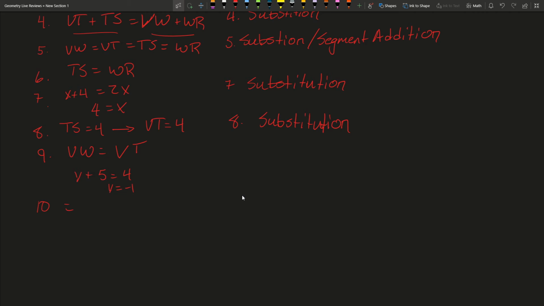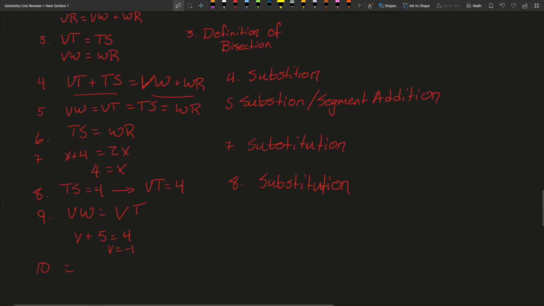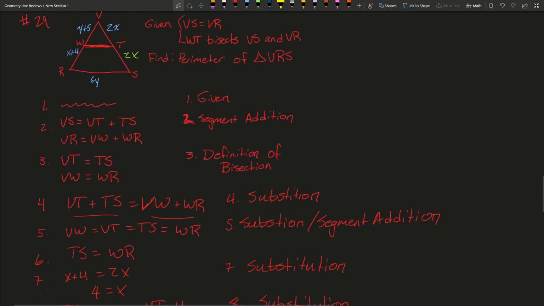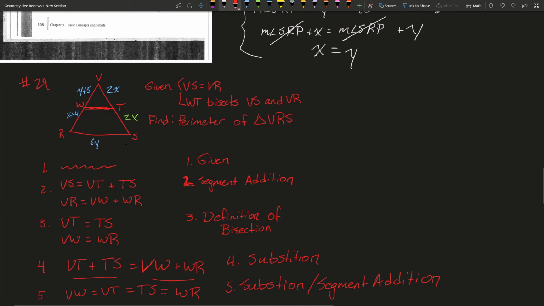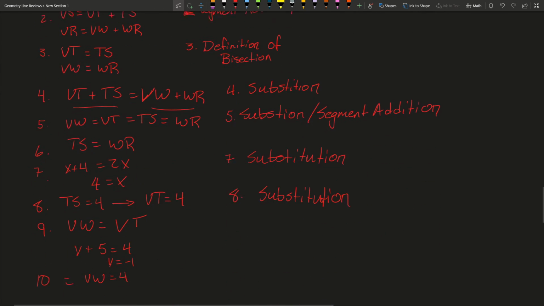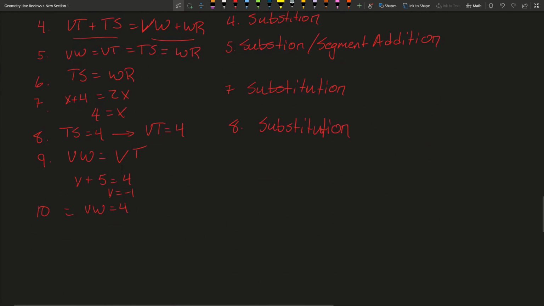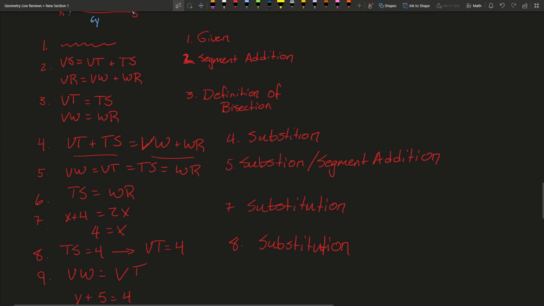Which means that VW is also equal to 4. So the length of these two legs are both 16 units long. So that's a total of 32. But I screwed up somewhere. All right, but that's okay.